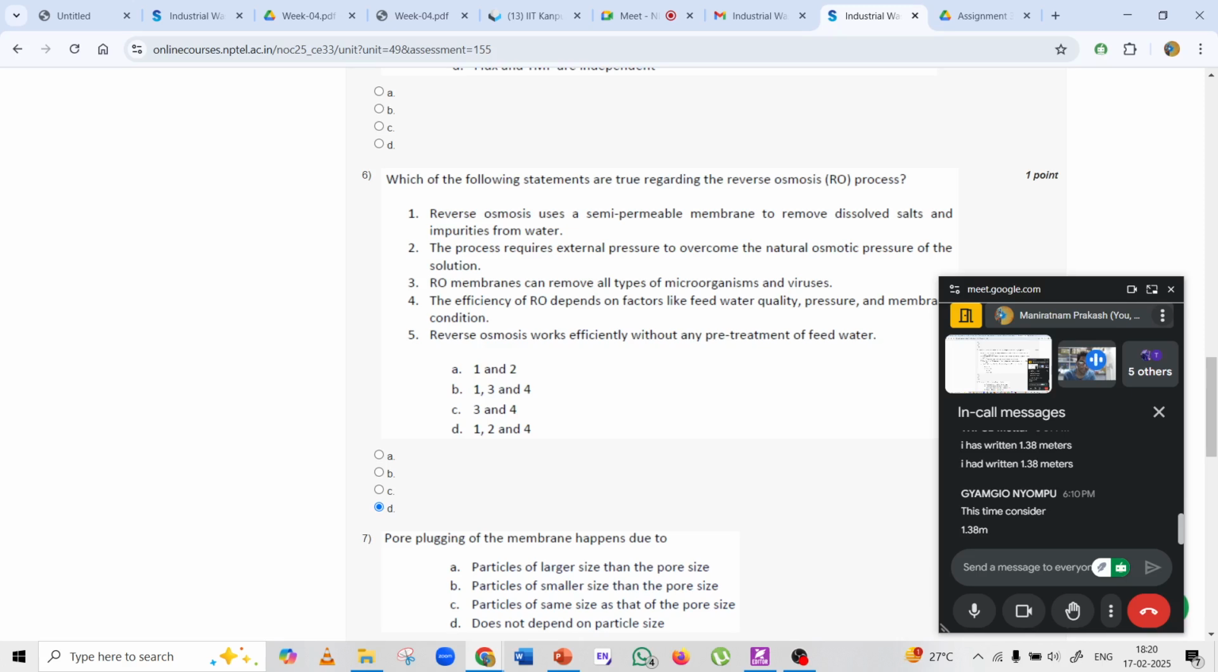Okay, but I will check again. As far as I remember, I think reverse osmosis can remove all types of microorganisms and viruses. But in the next lecture, I will confirm this. I have to check books. For now, just mark option D. Okay, thank you.